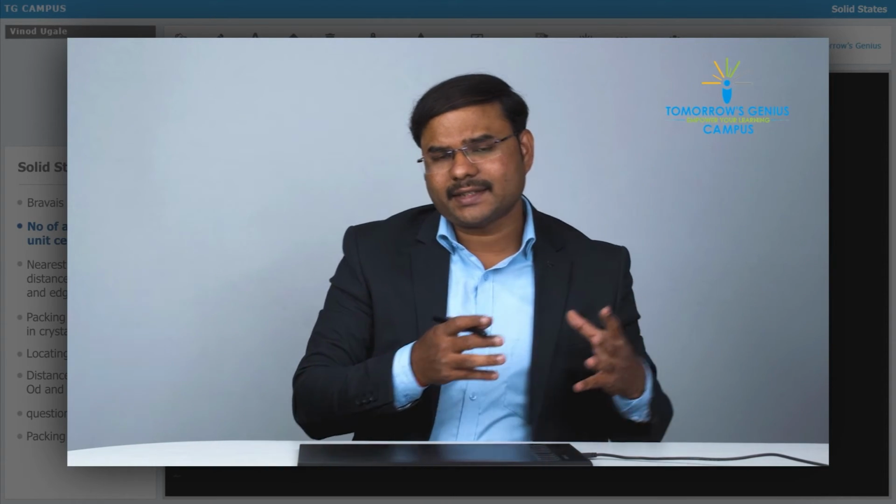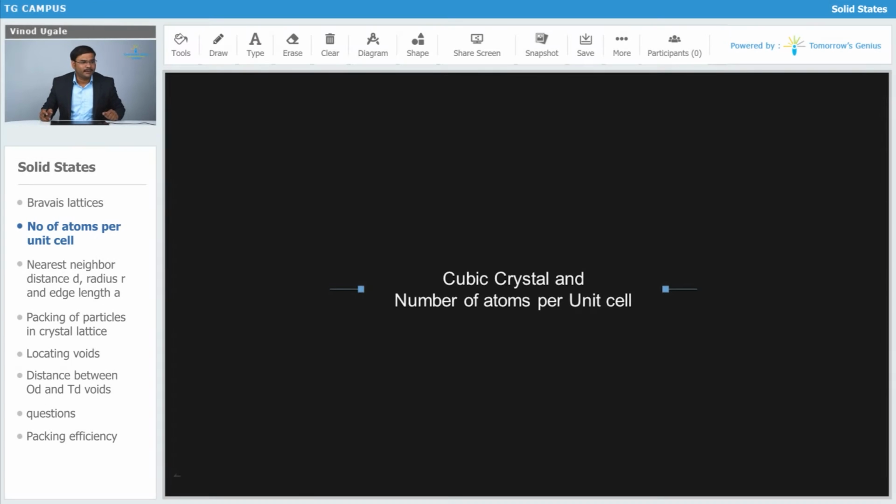So let's start with the cubic system, and in that first we will see how we are going to calculate the number of particles, the number of atoms per unit cell. What are we talking about? We are talking about per unit cell and not about the whole structure. Unit cell is the smallest part of the whole crystal system, which is repeated throughout the crystal. So in one unit cell, how many atoms, how many particles are going to be there, that calculation we are going to do. Sometimes it is also called the rank of that unit cell. The number of atoms is denoted by Z.